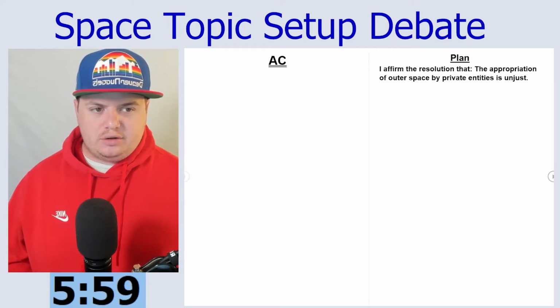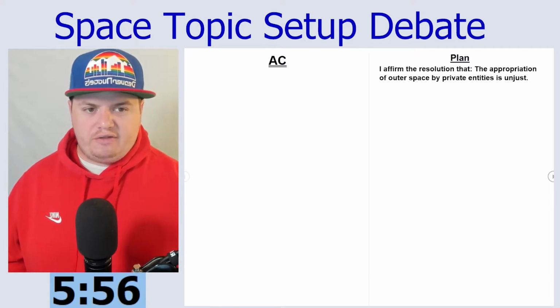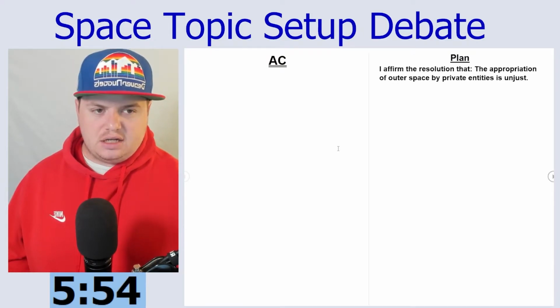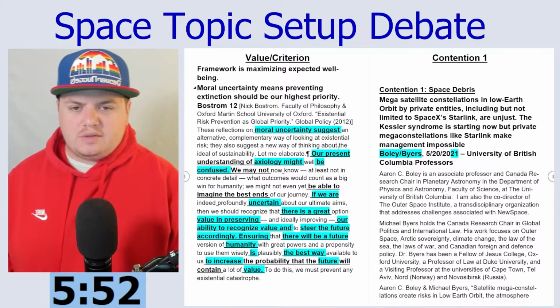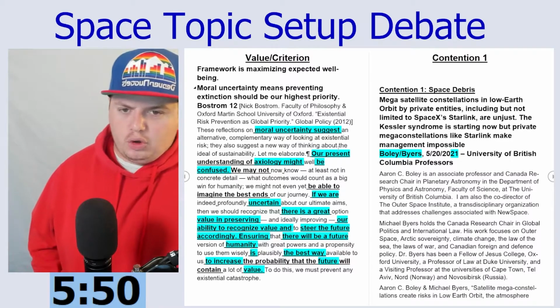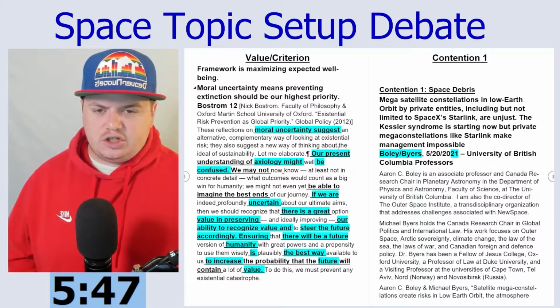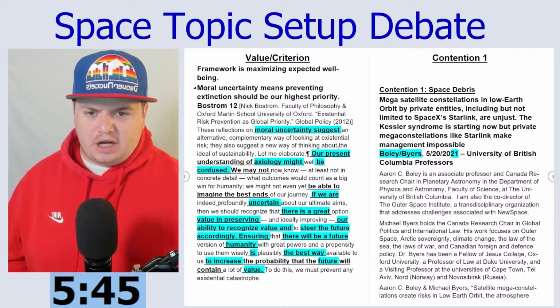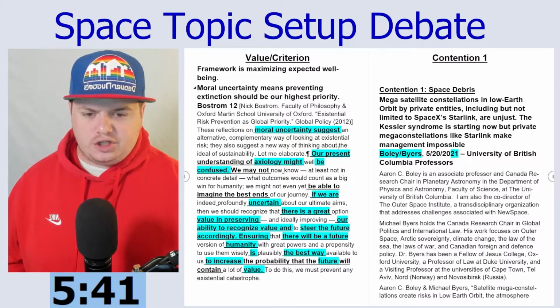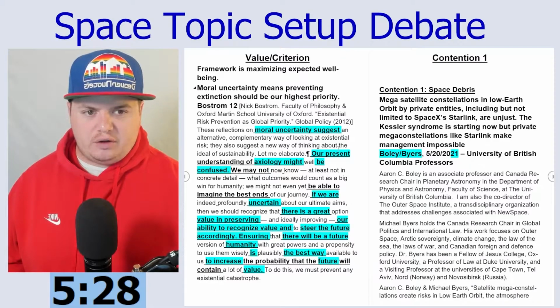I affirm the resolution that the appropriation of outer space by private entities is unjust. The framework is maximizing expected well-being. Moral uncertainty means preventing extinction should be our highest priority. Bostrom 12. Moral uncertainty suggests our present axiology might be confused. If we are uncertain, there is a great value in preserving our ability to recognize value and steer the future accordingly. Ensuring that there will be a future humanity is the best way to increase future value.